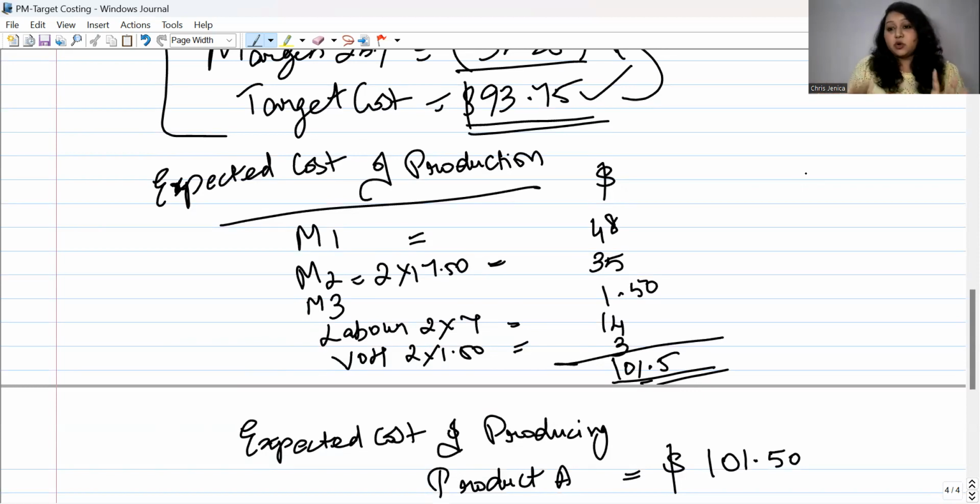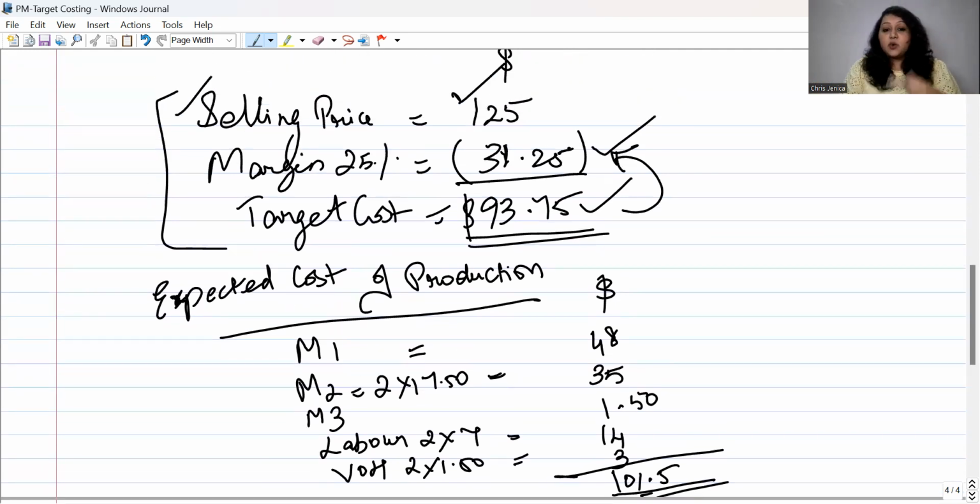And variable overheads were also based on the labor hours. So one hour is going to be $1.50. Labor hours were 2 hours. So 2 into 1.50 is going to be 3. So the total expected cost of producing was 101.50. Now we'll compare this with the target cost.